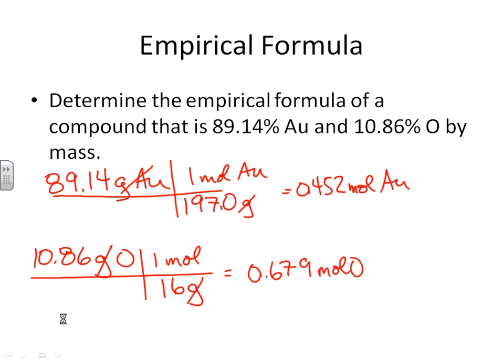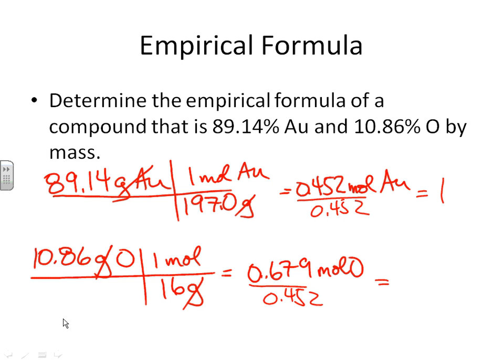Well, that's great, but that's not a terribly apparent ratio in terms of integer values. So we're going to need to do a little bit more work to figure out what the integer ratio is between these two elements. So that brings in our next step. It's not apparent essentially what the subscripts are from this, so we need to divide everything by the smaller number. Well, 0.452 is the smaller number. So divide both of them by the smaller number.